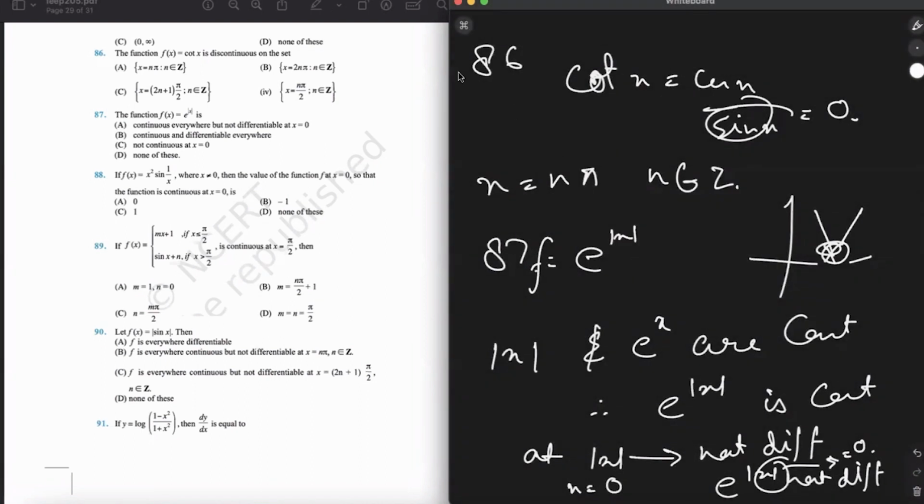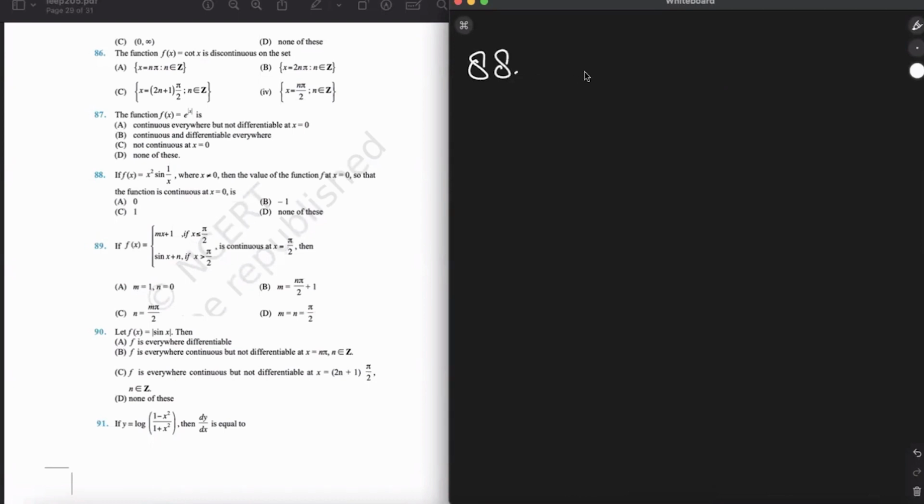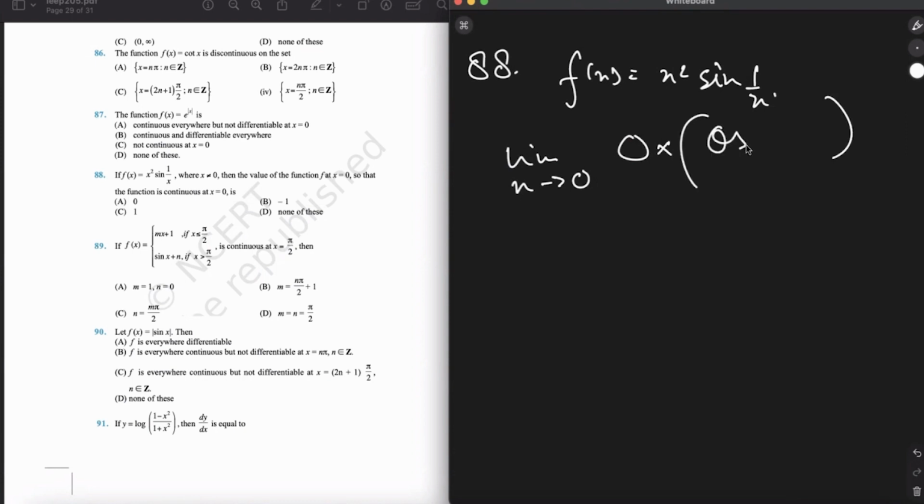Moving forward, question number 88. It has been given that f(x) is equal to x square sine 1 by x, where x is unequal to 0. Then the value of the function f at x equal to 0, so that the function is continuous at x equal to 0. Alright, so I will check continuity at x equal to 0. If I put limit x tends to 0, x square will give a 0 value and sine 1 by x will oscillate between minus 1 to 1. So this whole thing comes out to be 0. So the answer will be 0, A.